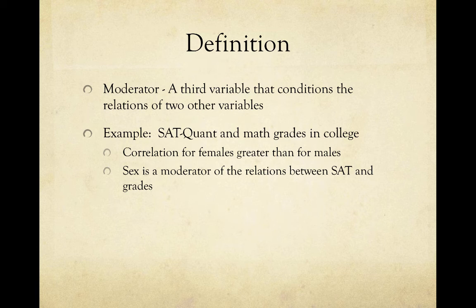Usually in meta-analysis, the effect size is a relation between an independent variable and a dependent variable. So any variable that we have in our data analysis that we use to predict the size of that is a third variable that conditions the relations between the two, and that's why we're calling them moderators.